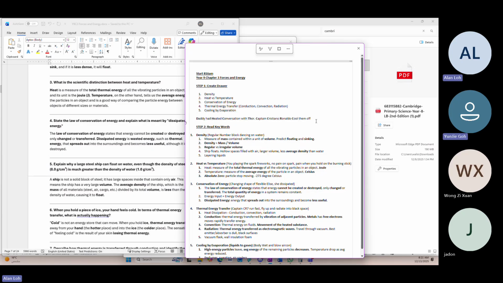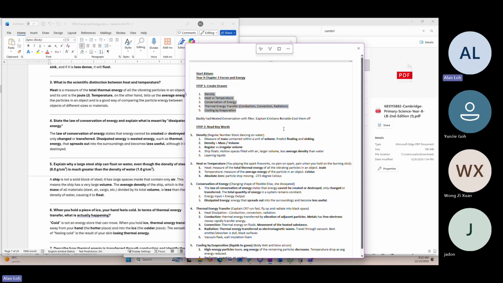Because all the other steps we are going to follow from step 1 until step 9 are going to be anchoring in these 5 drawers. So if you do not remember these 5 drawers, then you're not able to anchor anything on it. If you're not able to anchor, then you will not be able to get the full benefit from this learning method. Okay? So Daddy had a heated conversation with Thor.